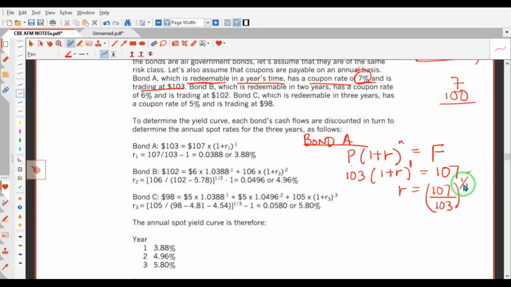Is that okay? 1 over 1. If it's 2, it's going to be 1 over 2. This is not a problem. Year 1 is not a problem. And then I'm going to minus 1. Is that okay? I'm just going to minus 1 over there.